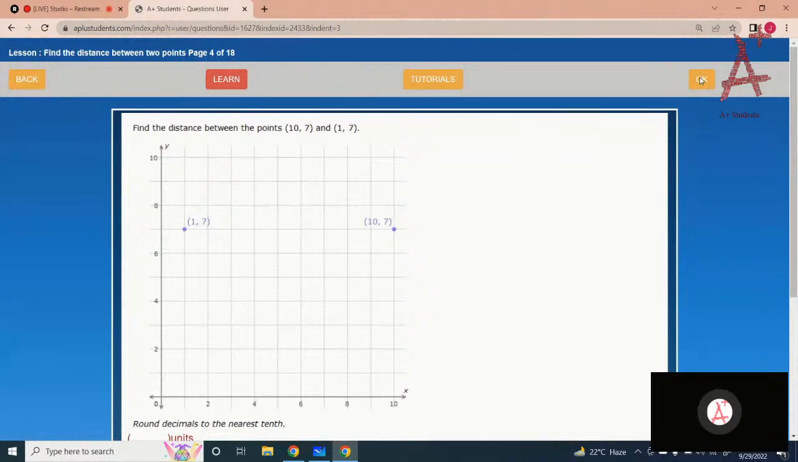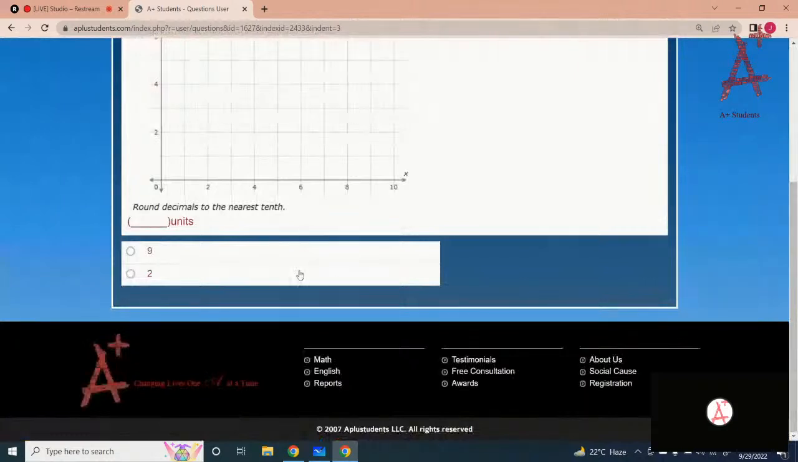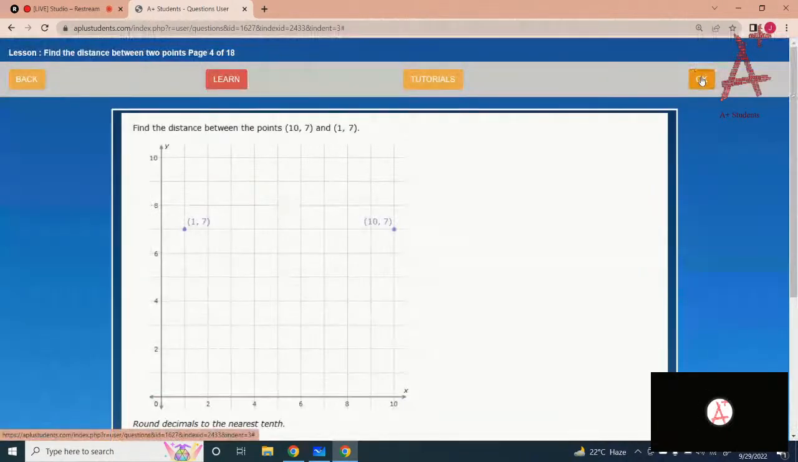Okay, the next one is (10, 7) and (1, 7). Again, they have the same y component, so they form a horizontal line. So just subtract the coordinates that are different. 10 minus 1 is 9, so the correct option is 9. Got it? So select the correct option and click on the OK button.